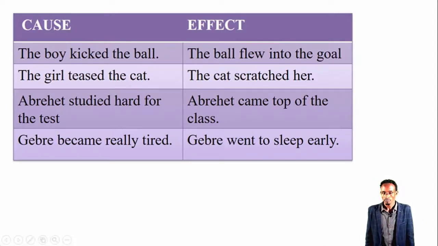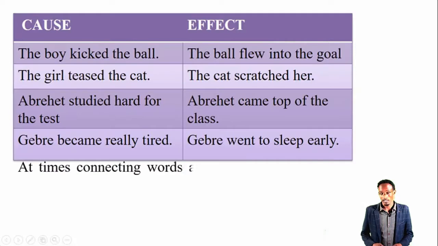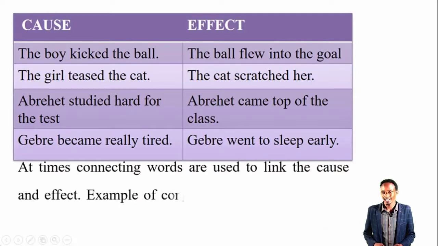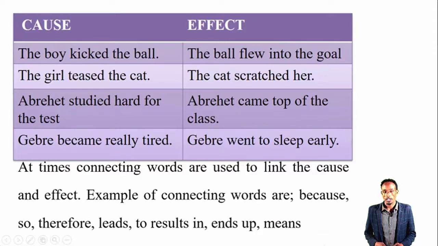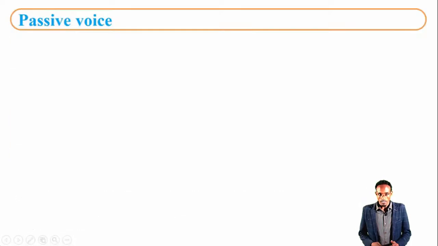wanted to sleep earlier. At the same time, connecting words are used to link the cause and the effects. For example, connecting words are because, so, therefore, leads to, results in, ends up, means. And students, I think that is clear.